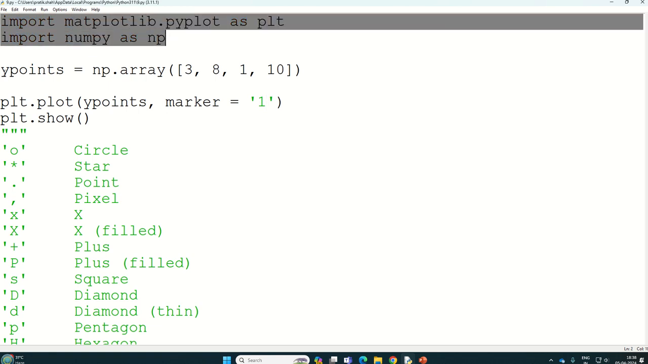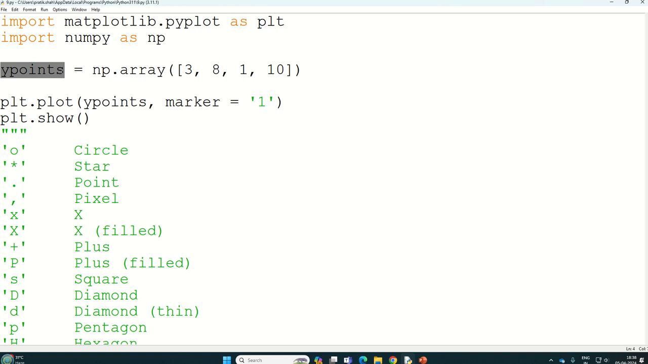the only thing is we have not used X points, and in the previous video we discussed that. If X points are not given, then the default value for X points will start from 0, and then obviously it depends on the length of Y points. So here a total of 4 values are there, so X points will be 0, 1, 2, and it will be what? 3. Now the main purpose over here is to use marker equal to.